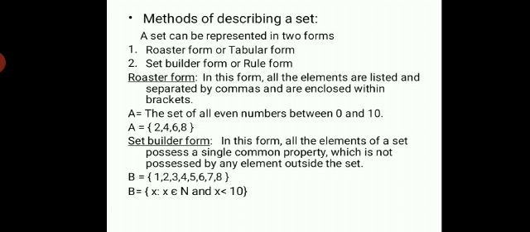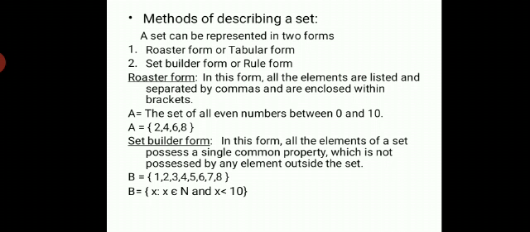That means, for example, the set of all even numbers between 0 and 10. So only even numbers you have to list out by separating with commas. That is given by A is equal to {2, 4, 6, 8}. In between 0 and 10 there are only 4 even numbers.